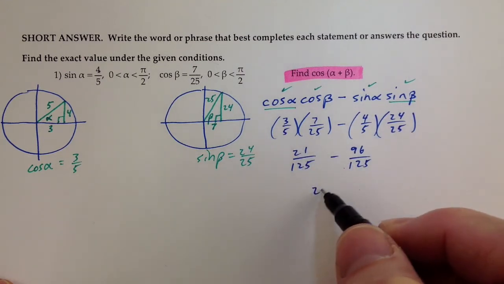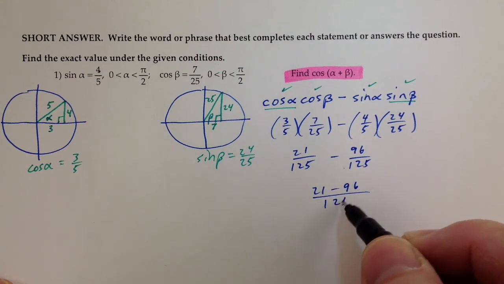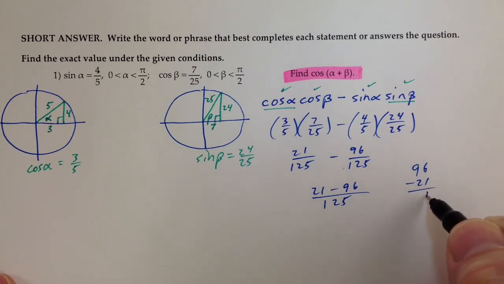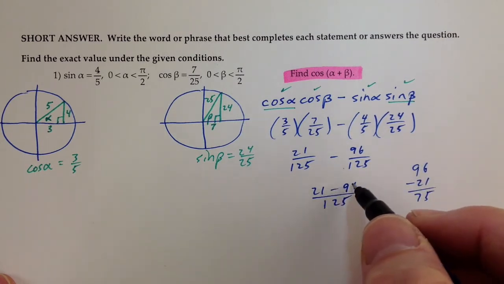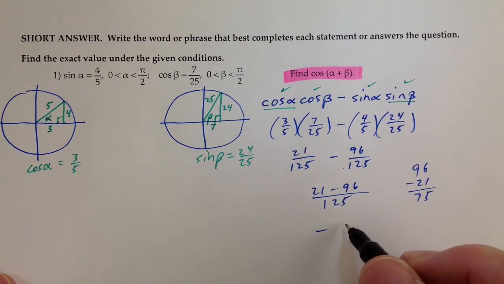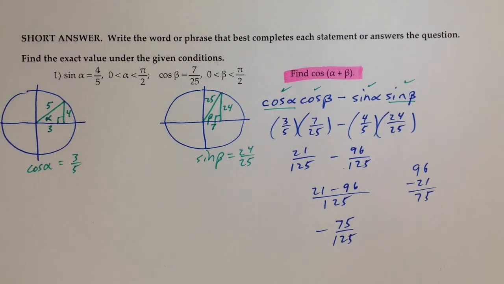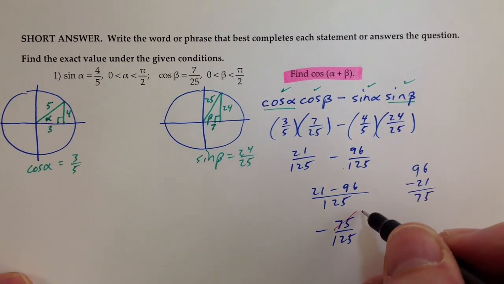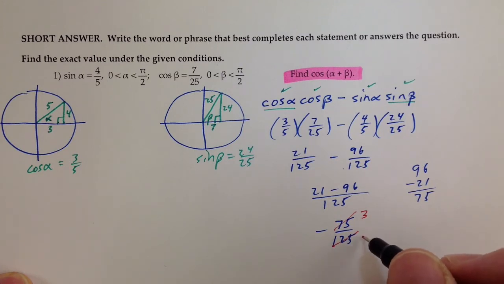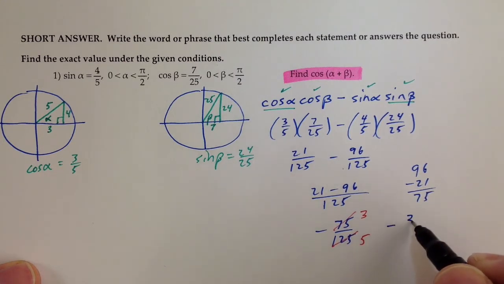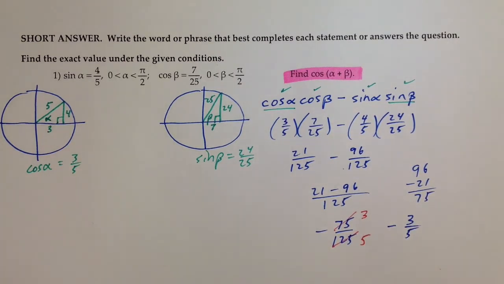And I know that I have 21 minus 96 over 125. When the signs are different, I'm going to subtract. 96 minus 21 is 75. But since the 96 has the minus sign in front of it, the answer is going to be negative 75 over 125. Well, that begs to be simplified. 25 divides evenly into 75 3 times, and 25 divides evenly into 125 5 times. It usually doesn't work out that way, but this one did, so we're happy. We get negative 3/5, and that's it.